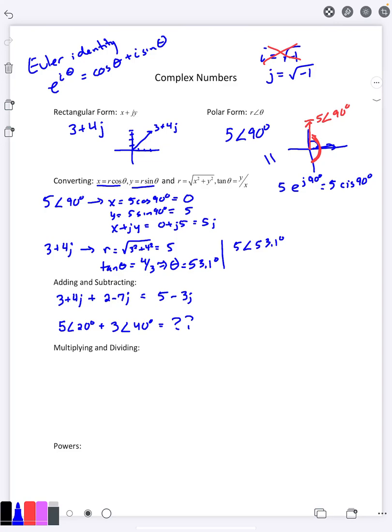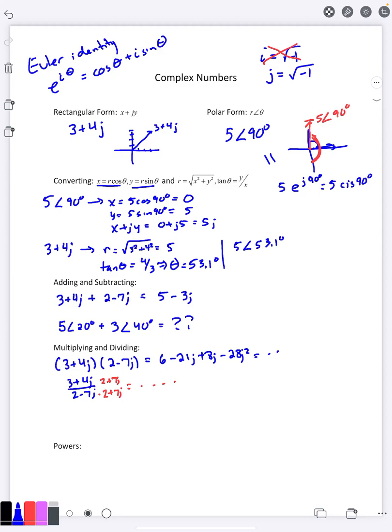On the other hand, if you want to do multiplying or dividing with rectangular, you have to do a bunch of foiling here. 3 times 2 is 6, minus 21j, plus 8j, minus 28j squared, and then you do some simplifying, all that fun stuff. Even worse, if you had to divide these, you may or may not remember that the way you do that is you multiply by the conjugate, and then you do a bunch of work there.